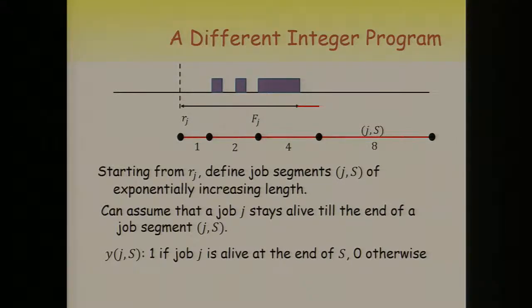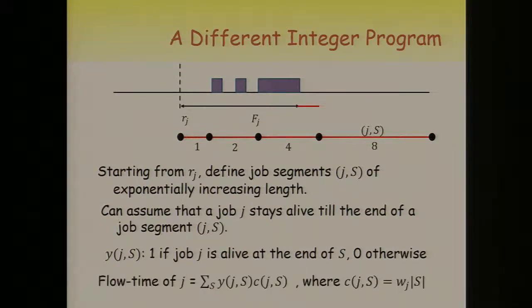y_js is 1 if job j is alive at the end of s, otherwise it is 0. So all I have done so far is just save some variables. Now I can again express my objective function. Over all such segments, you add up y_js, and here I used to have the weight of job j, but now I will have the weight of job j times the length of this segment, because if a job j is going to be alive throughout this, you should be counting w_j at each point of time here. That's why you multiply w_j with the length of the segment.